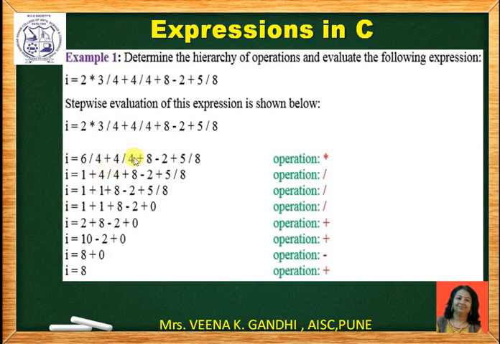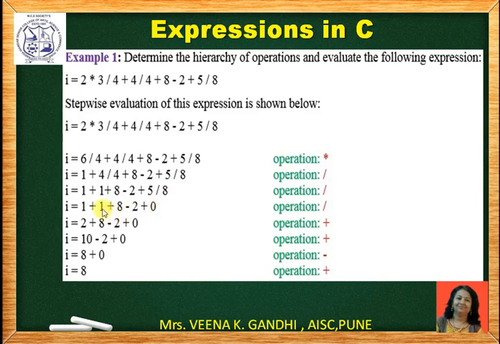After that, the next operator will be 4 by 4. The division operator has the highest priority then, so 4 by 4 will be 1. After that, priority goes again to the division operator, 5 by 8. Now 5 by 8, the result will be 0.